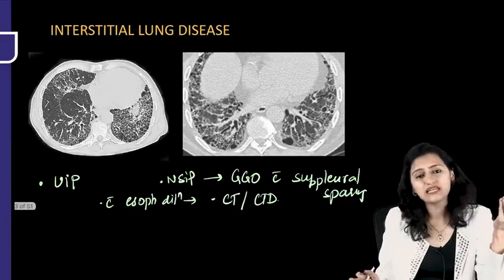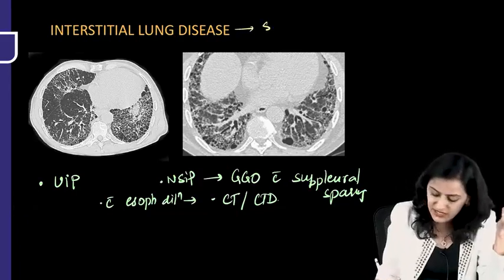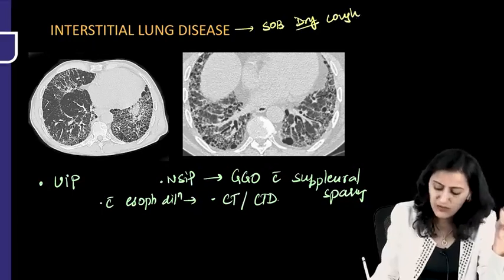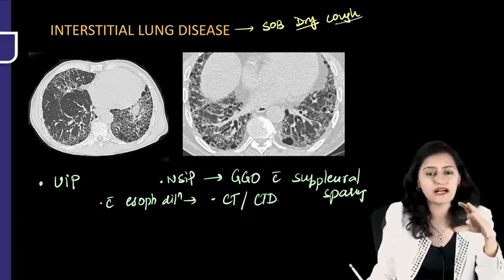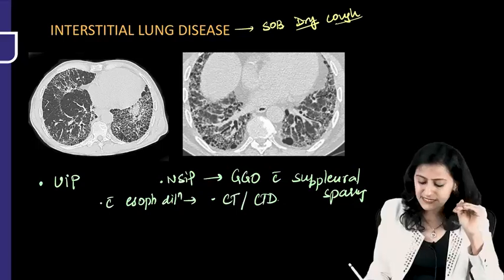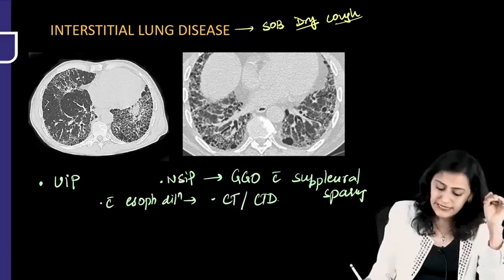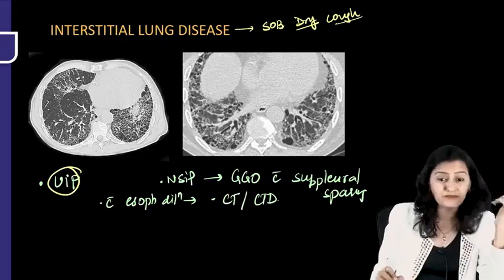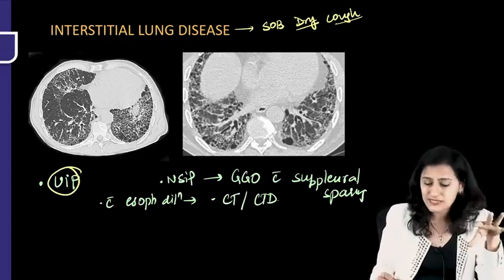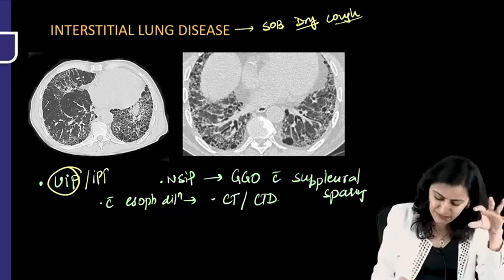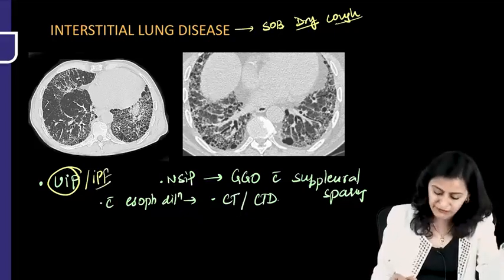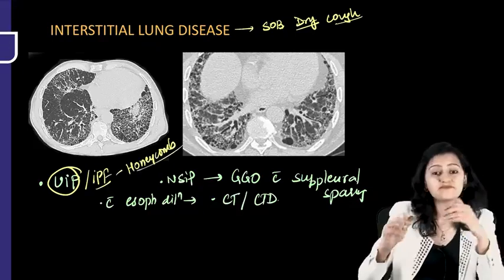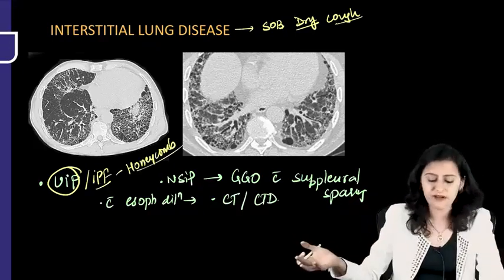Coming to interstitial lung disease, the general history here is shortness of breath. How is the cough? It is dry cough. It is not productive cough. There are crackles present. It is dry cough, right? And in interstitial lung disease, the UIP pattern has a bad prognosis. UIP, also called IPF, the idiopathic pulmonary fibrosis. We see this honeycombing appearance, which is suggestive of irreversible fibrosis.